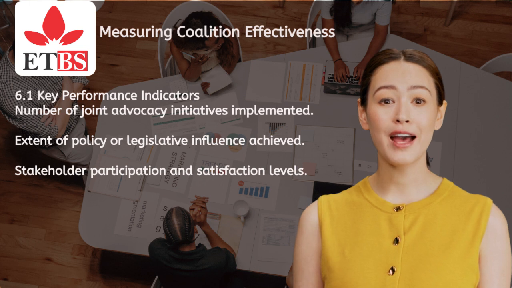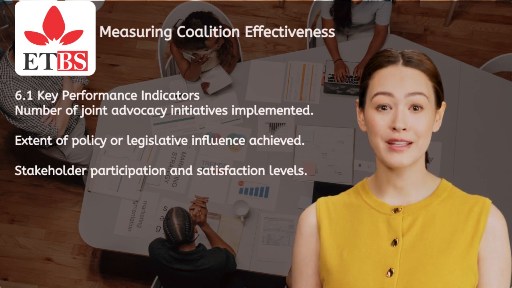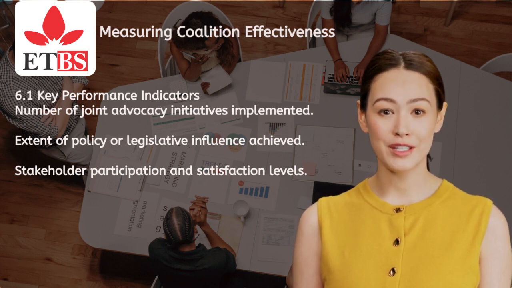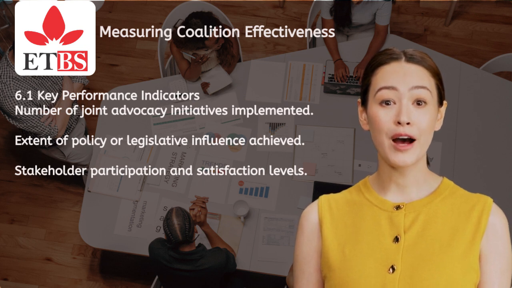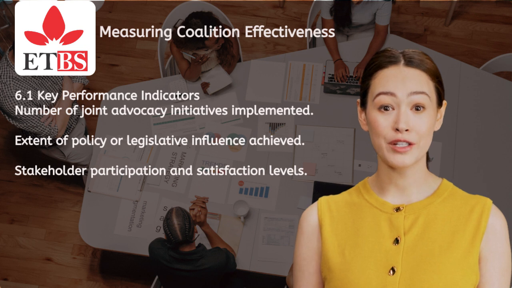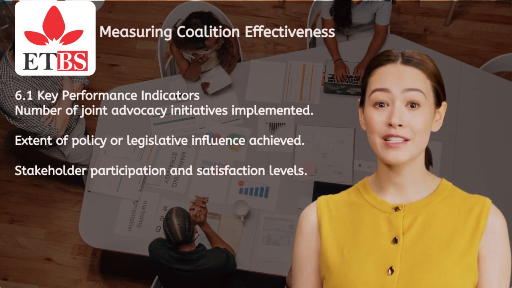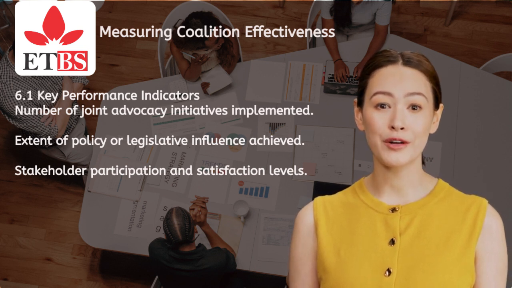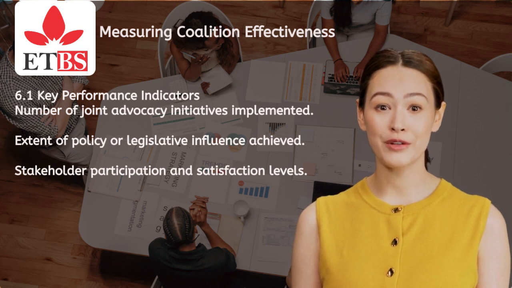8. Learning outcomes for Module 6. By the end of Module 6, you will be able to: understand the importance of coalition building in amplifying advocacy impact; identify and engage suitable partners for issue-based, sectoral, and cross-sectoral coalitions.